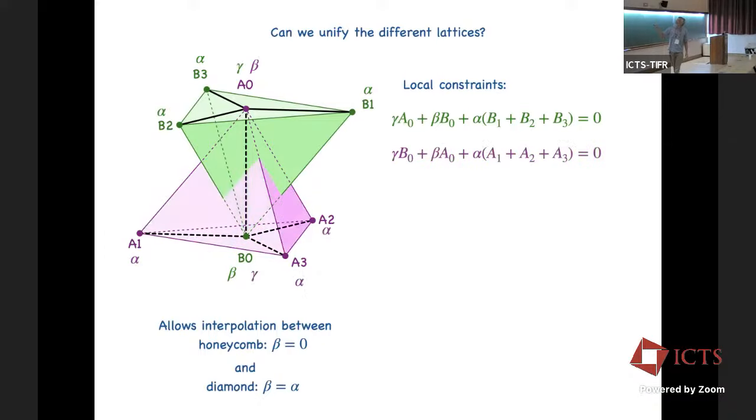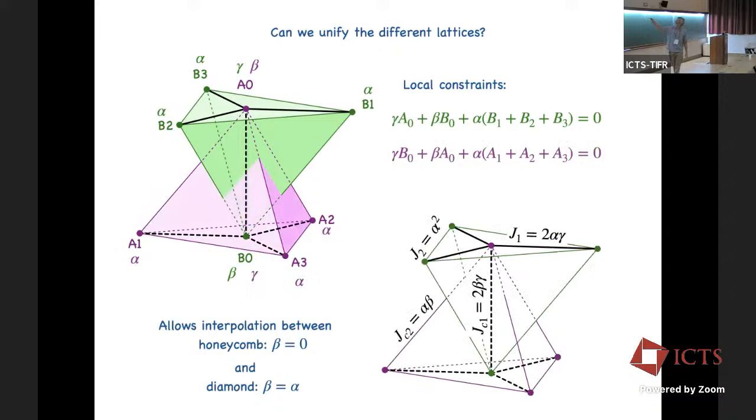If we square this, and we have the same condition for the purple sublattice, then what we get is a model where J1 is given by 2 times alpha gamma. Alpha and gamma are in these conditions. J2 is just alpha squared. The J between the honeycomb lattices is 2 times beta gamma, and we have an additional J_C2 that is alpha times beta.